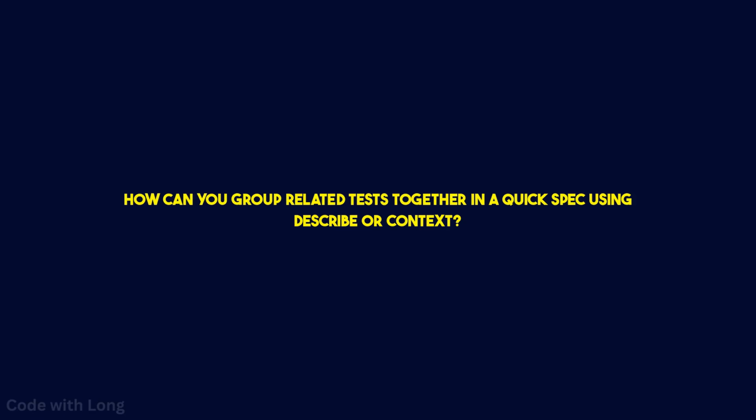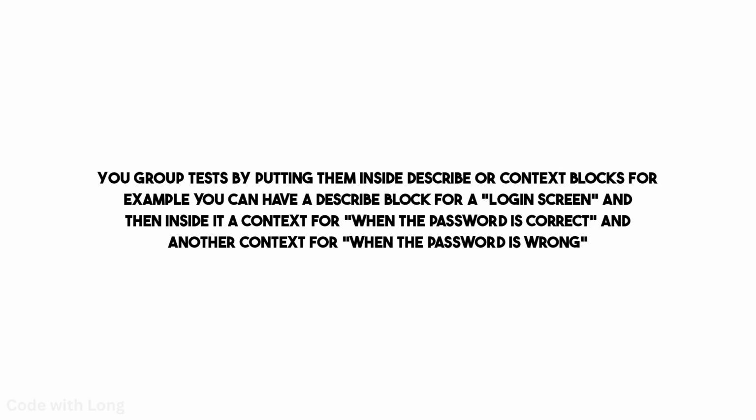How can you group related tests together in a Quick spec using describe or context? You group tests by putting them inside describe or context blocks. For example, you can have a describe block for a login screen and then inside it, a context for when the password is correct and another context for when the password is wrong.